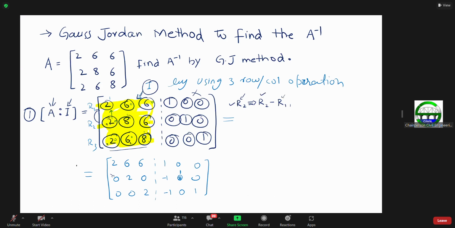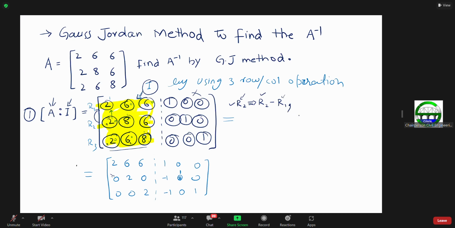So I will apply this operation now, R2 minus R1. R2 will be equal to 2 minus 2 is 0, 8 minus 6 is 2, 6 minus 6 is 0, and then 0 minus 1 is minus 1, 1 minus 0 is 1, and 0 minus 0 is 0. This was my first operation.